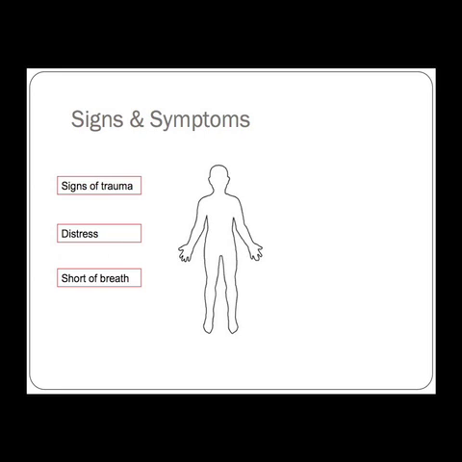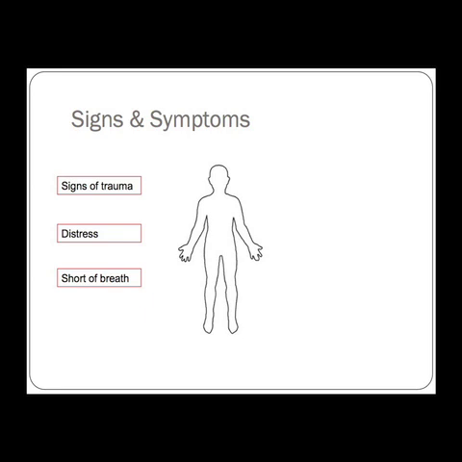So how will this patient present? Often, it will be secondary to trauma, so you may see some signs of trauma, such as a flail chest. Also, the patient will be relatively distressed because they are in quite a lot of pain. Lastly, the patient will often be short of breath, and this will become increasingly so as the pressure builds up.